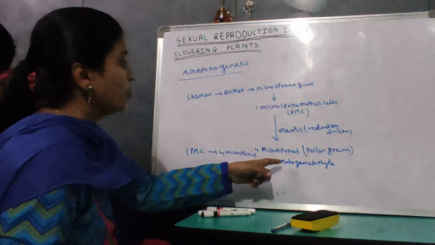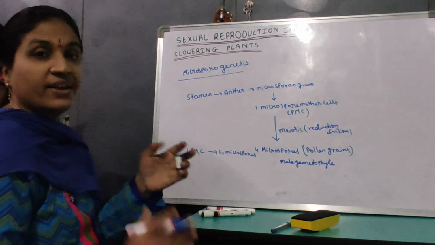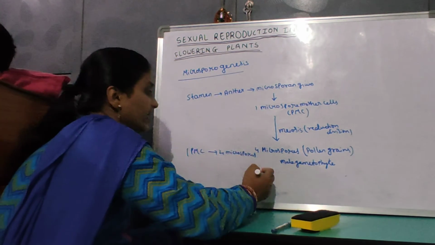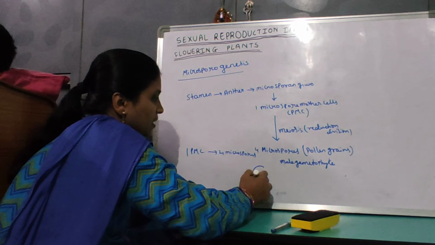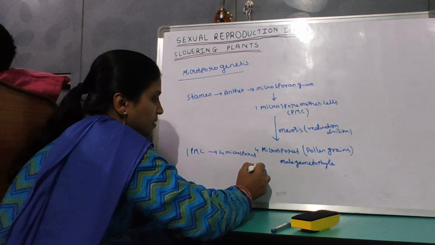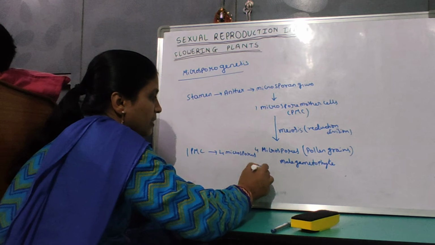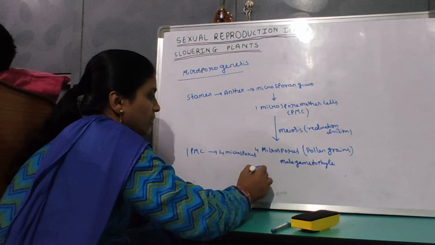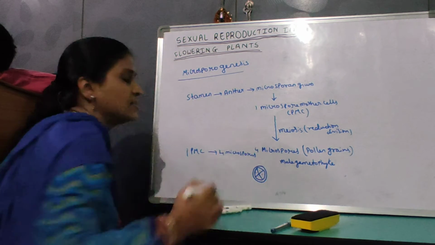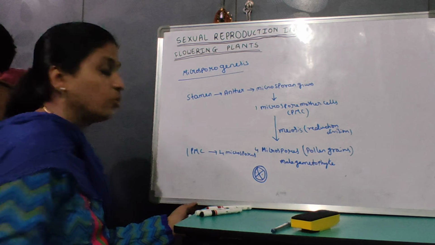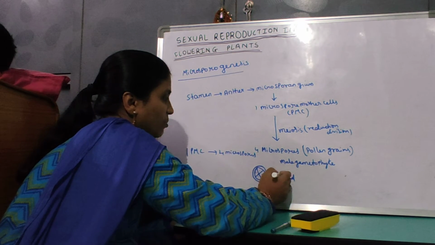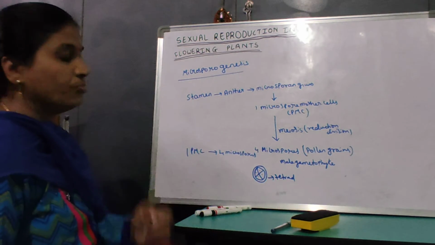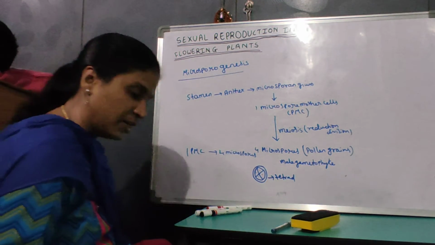So these microspores or pollen grains, they are arranged in a cluster and they form like a tetrad. Okay, they form like a tetrad, like this. This is called as pollen tetrad or microspore tetrad. Why tetrad? 4 are present, that's why. So this is pollen tetrad, microspore tetrad.